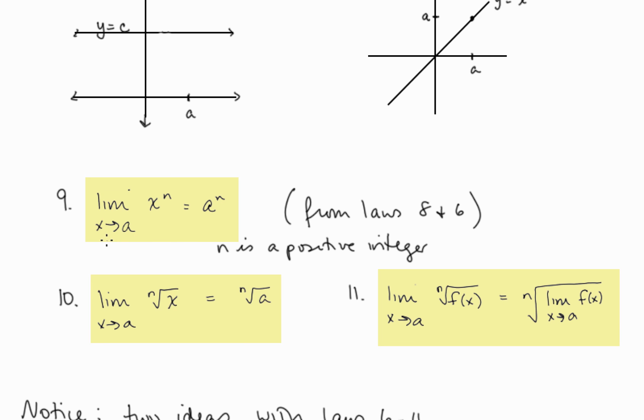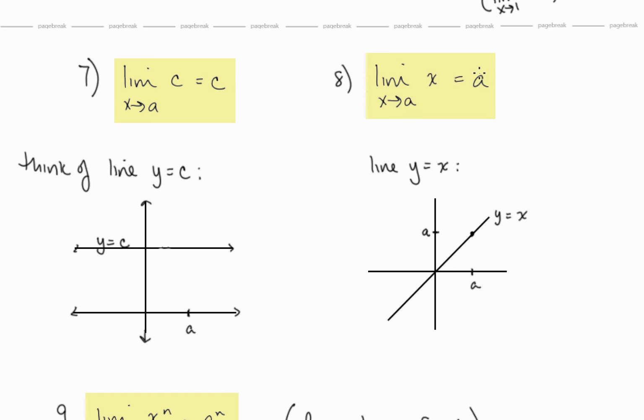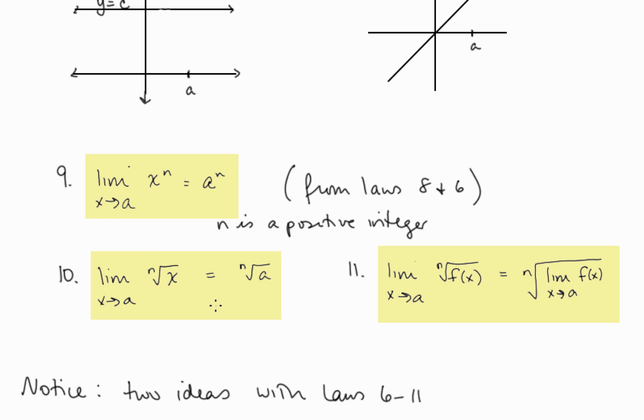This limit law says the limit as x goes to a of x to the nth power is equal to a to the nth power, where n is a positive integer, and this comes from laws 8 and 6 above. So here we know x is going to a, and then limit law 6 says we can push that limit inside the power function. We can do the same with root functions and with compositions with root functions.